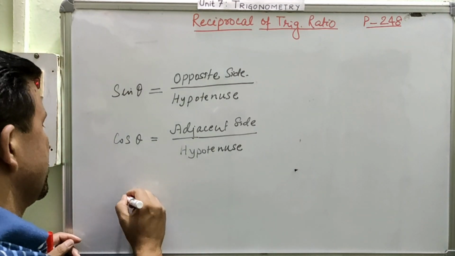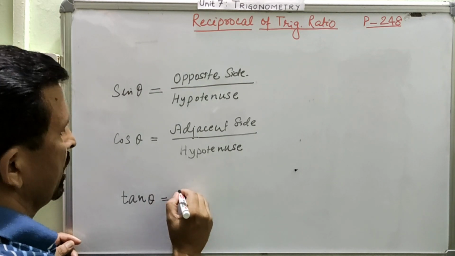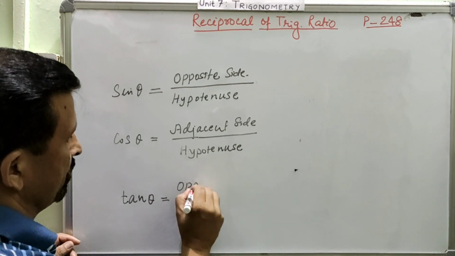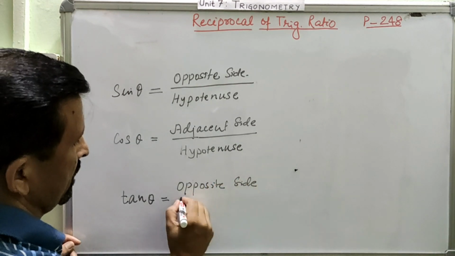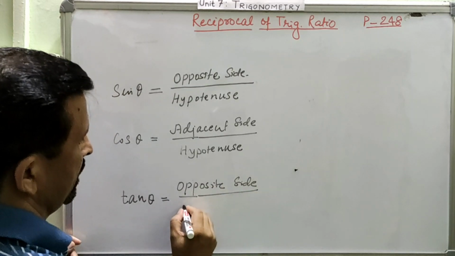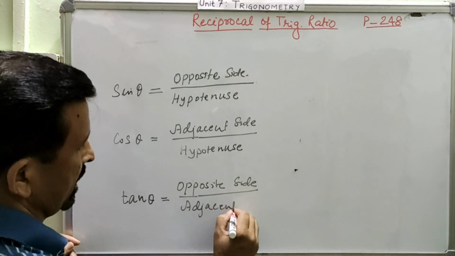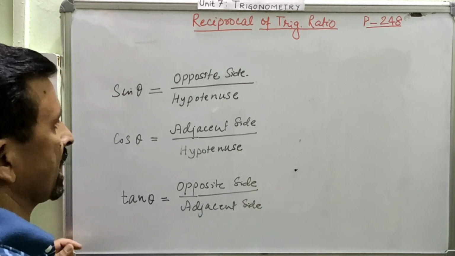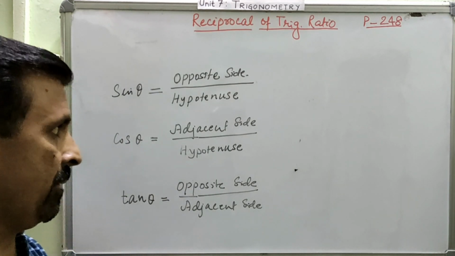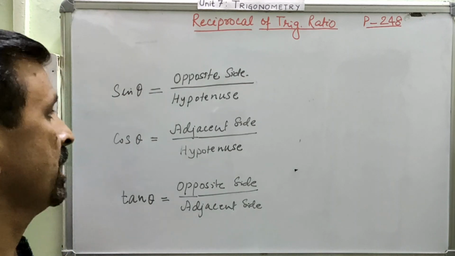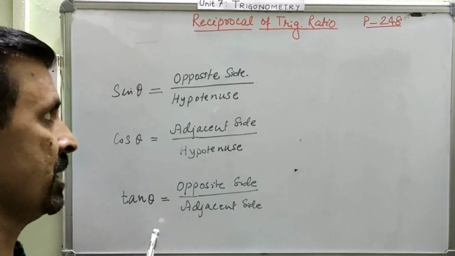Next is tan theta. Tan theta is opposite side divided by adjacent side. So these are the three fundamental trigonometrical ratios about which now you are already very clear. So these are called fundamental trigonometrical ratios, basic trigonometrical ratios.